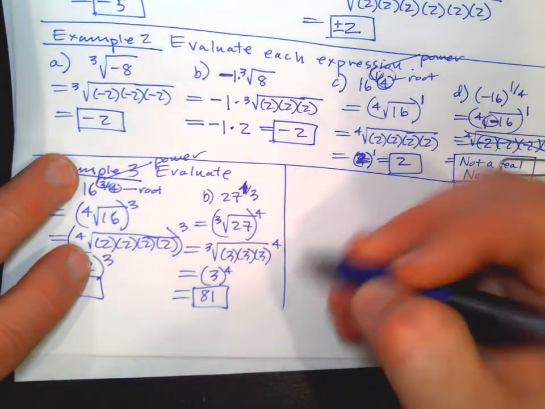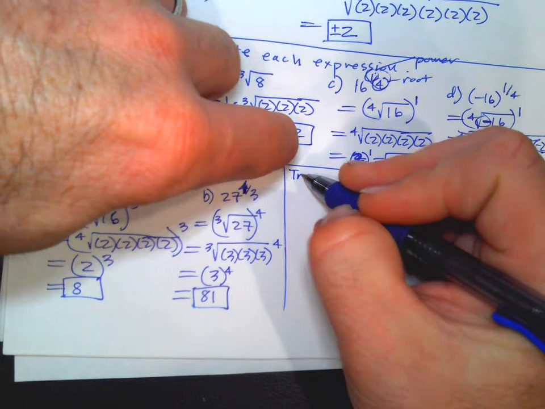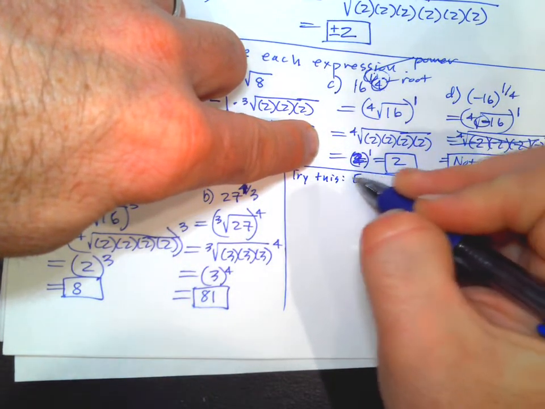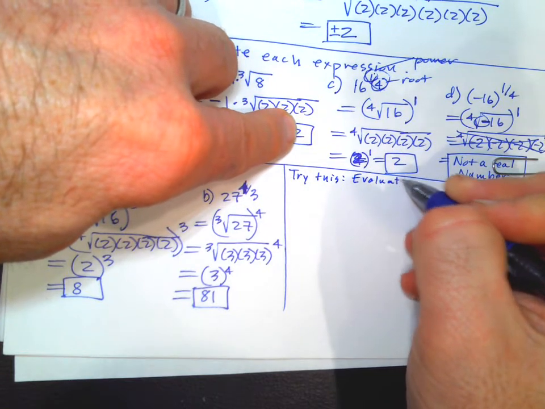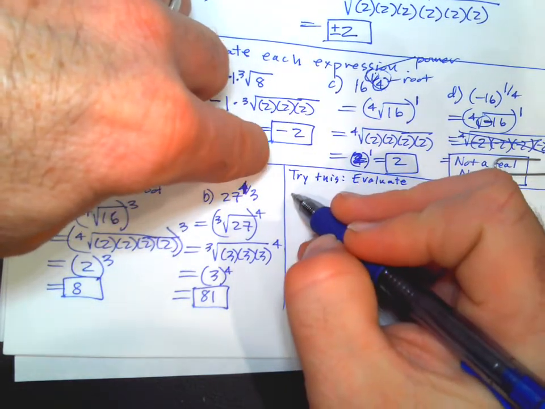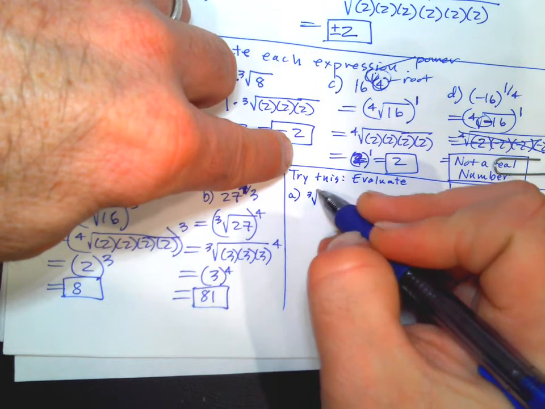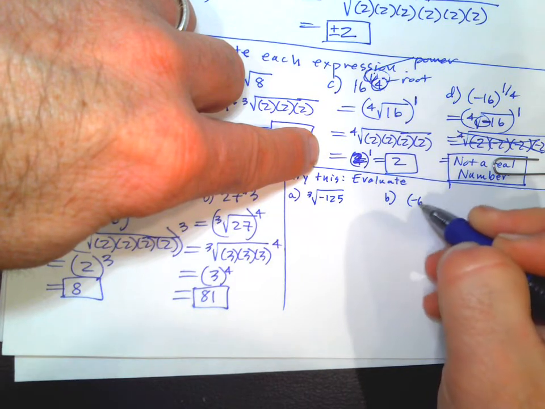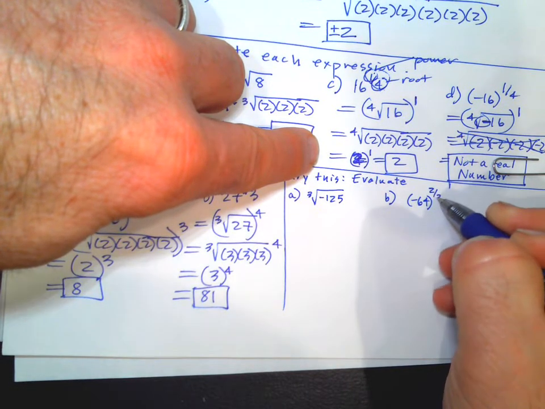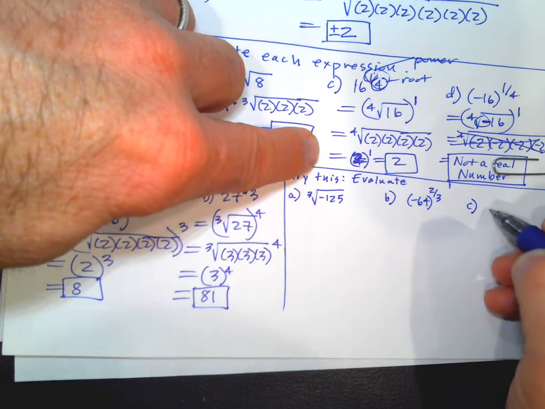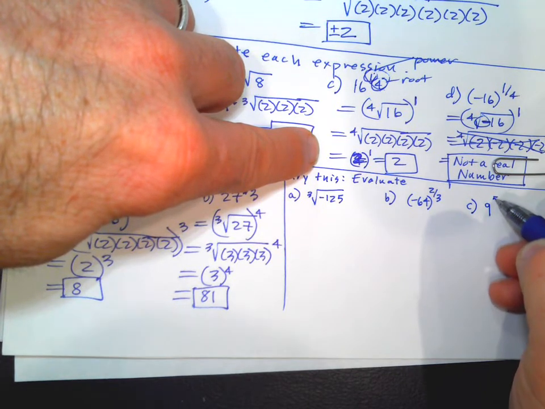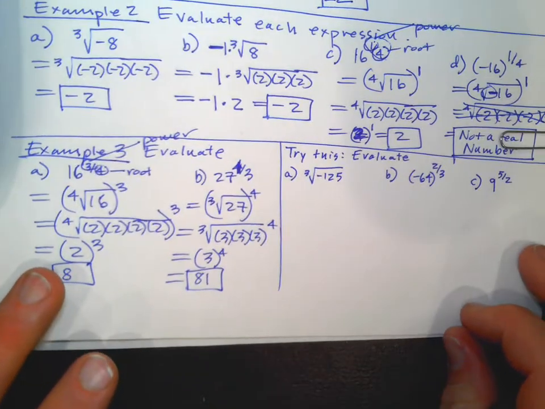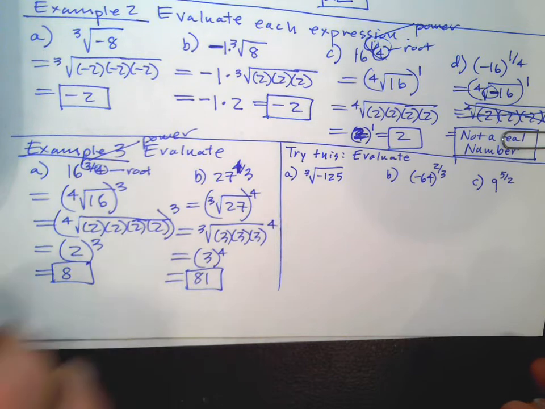All right, last one's for you to try. The directions are going to be evaluate. The first one is going to be the cube root of negative 125. The second one is going to be negative 64 to the 2/3. That one sounds crazy. And the third one is going to be 9 to the 5/2. So I want you to write those down, pause the video, and try them yourself. Okay?